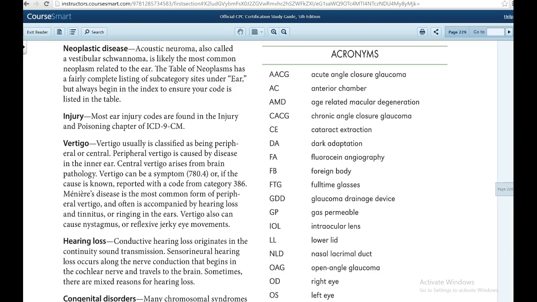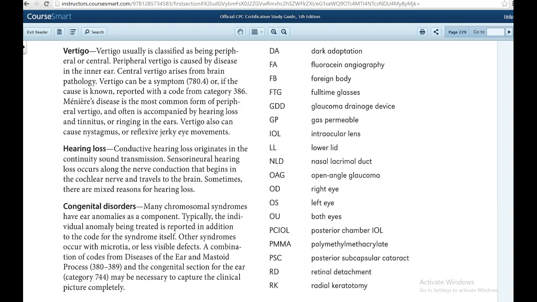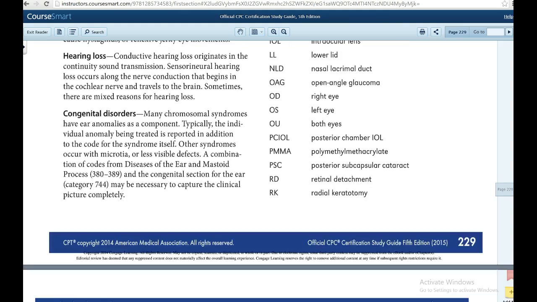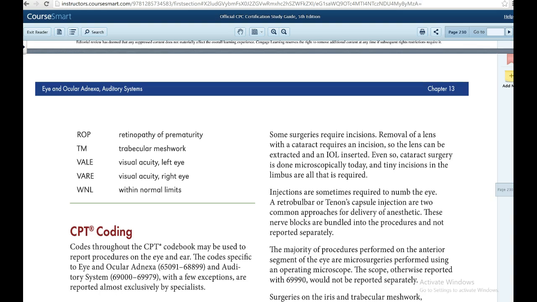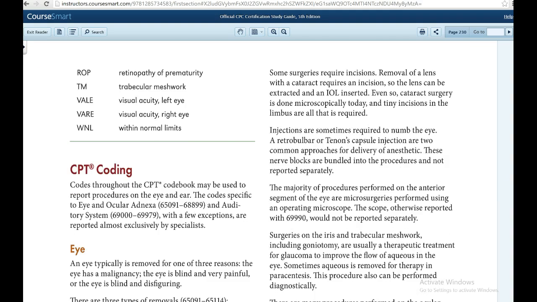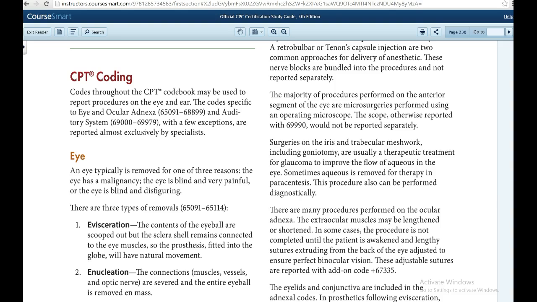Terminology, acronyms, y'all, I can't stress enough. Make sure these acronyms are somewhere where you can view them in your CPT book, because you will have these acronyms and you will not remember all of them. So make sure you write these acronyms down, and what they stand for. Here's some more. CPT coding, another hot topic of the eye.